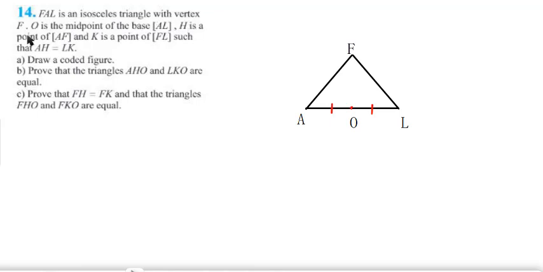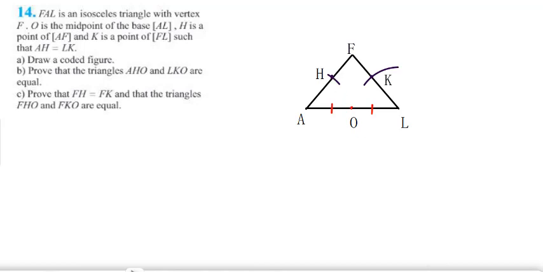Now, H is a point on AF. We have to put H on AF, but not any H. And K is a point on FL, and we put K on FL, but not any K, such that we have a condition: AH is equal to LK. The distance from A to H is equal to the distance from L to K. You can use the ruler and measure two equal lengths as you like, or you can use the compass, open it, and make two arcs of the same radius and mark the two points, which are H and K.